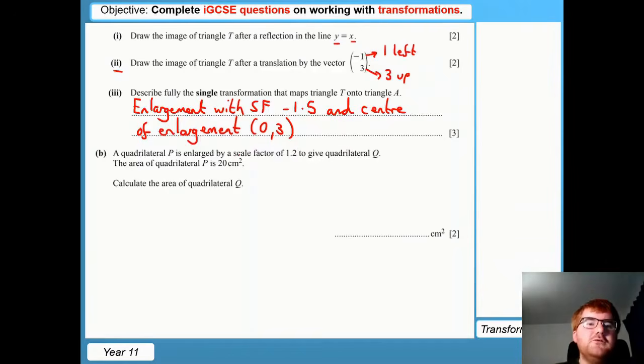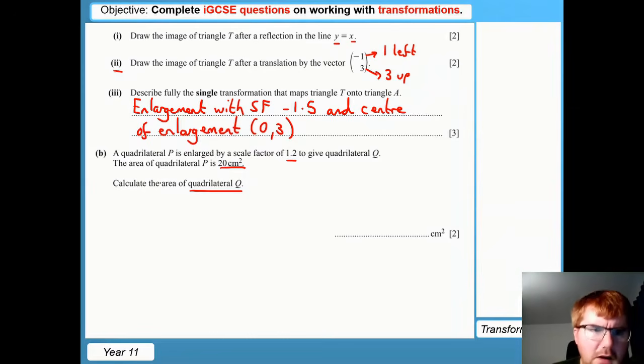And now we've got a nice little twist here with similarity and scale factors to finish off. Quadrilateral P is enlarged by a scale factor of 1.2 to give quadrilateral Q, and we're told the area of quadrilateral P is 20 square centimeters. Calculate the area of quadrilateral Q. So even within a transformations question, they are really testing your knowledge of other areas of the course.